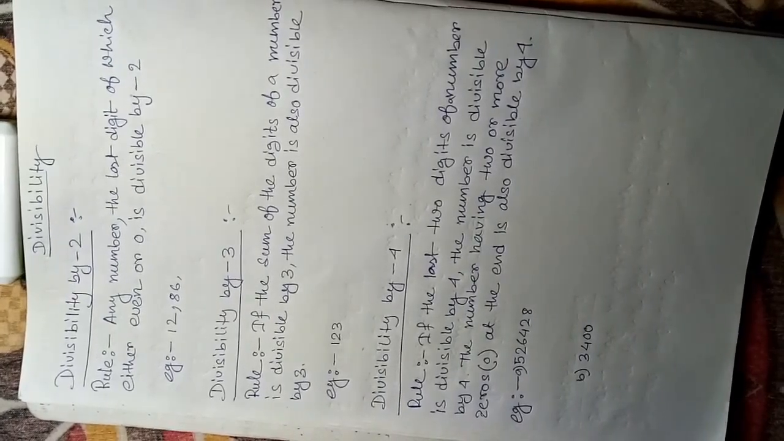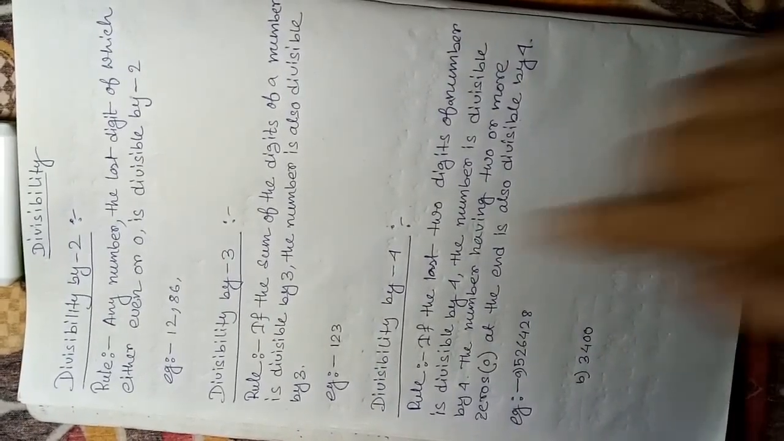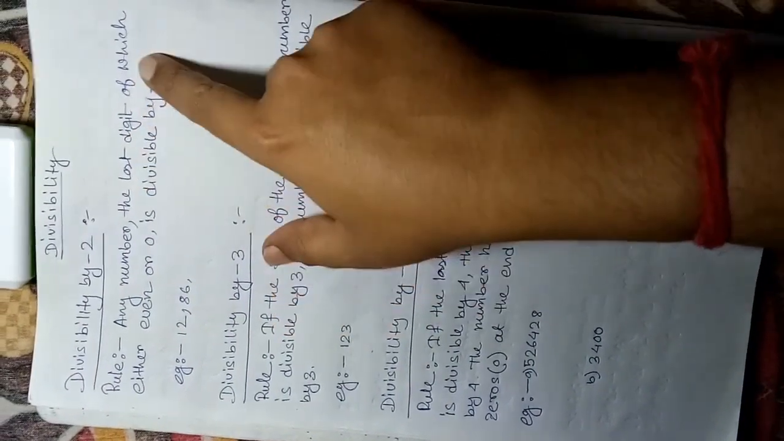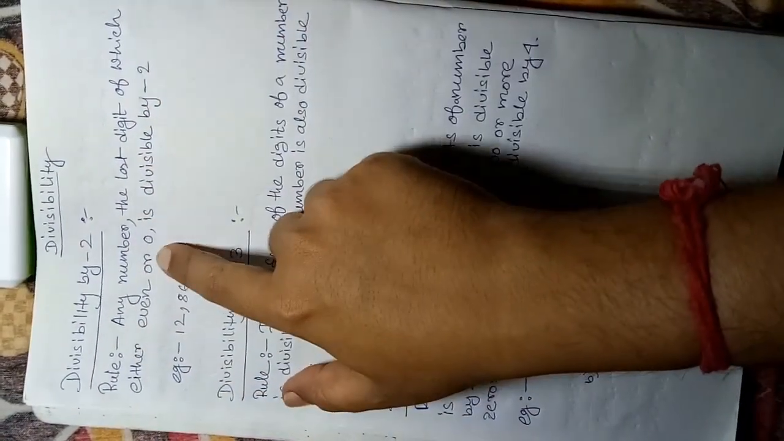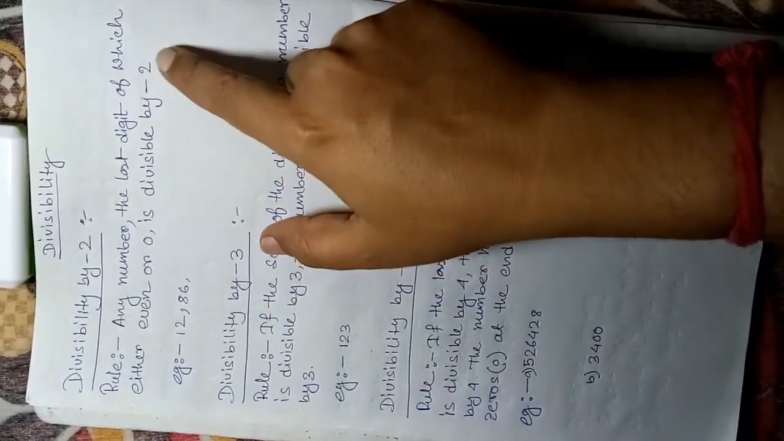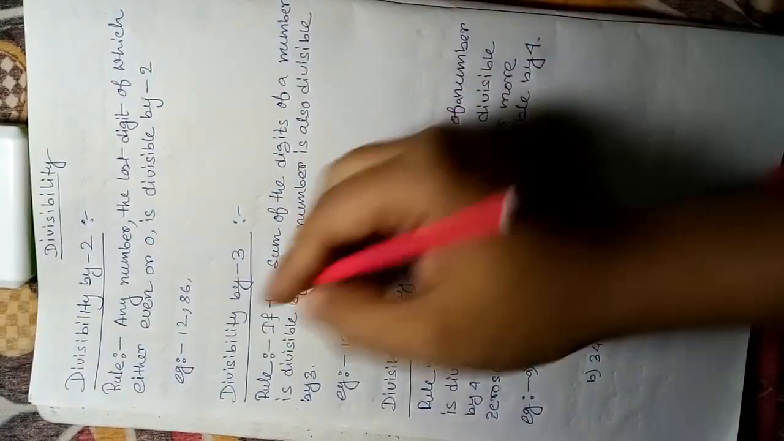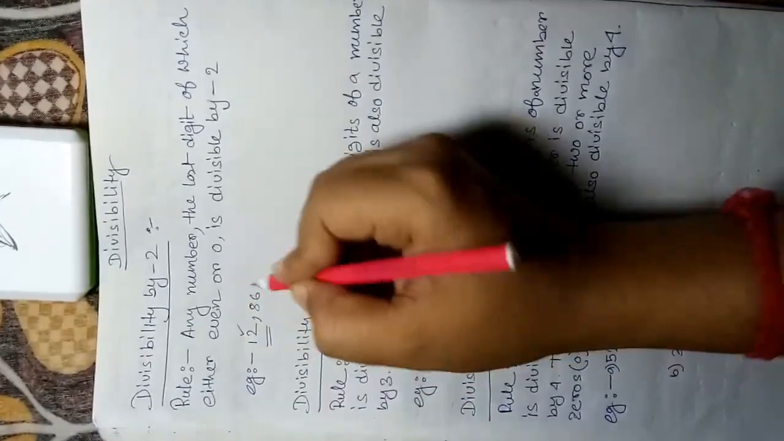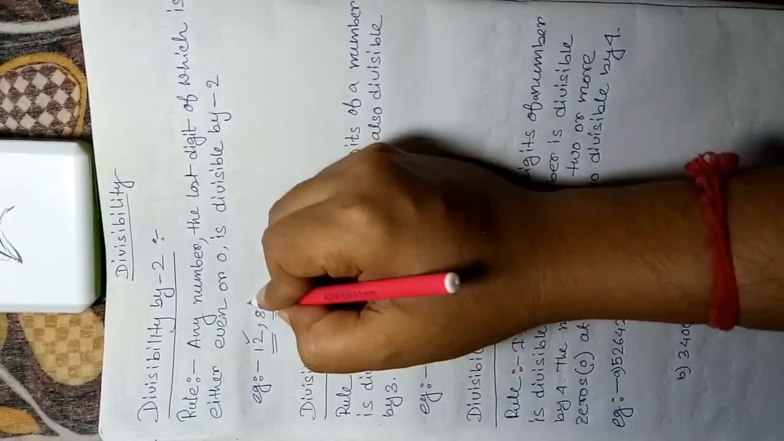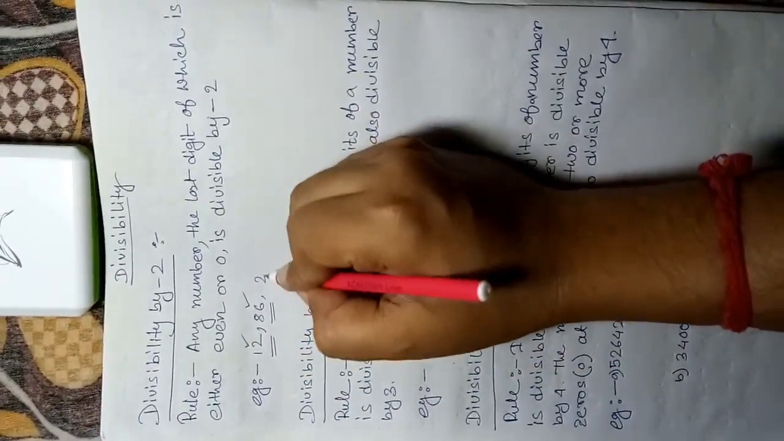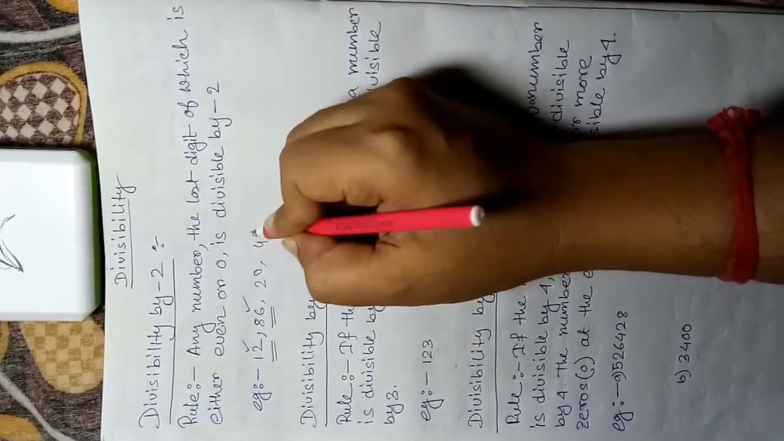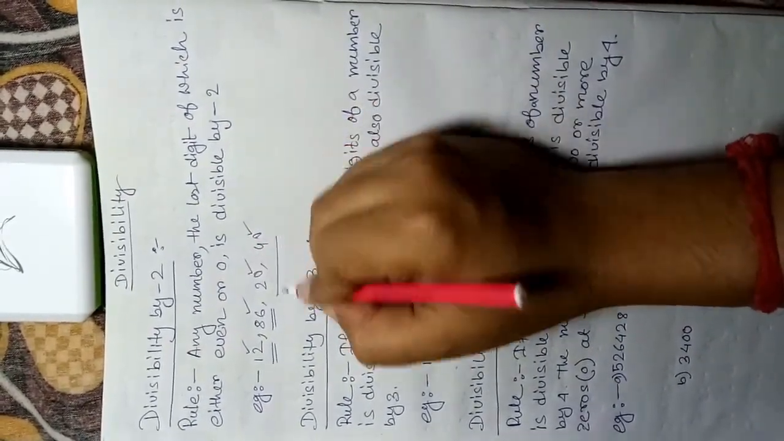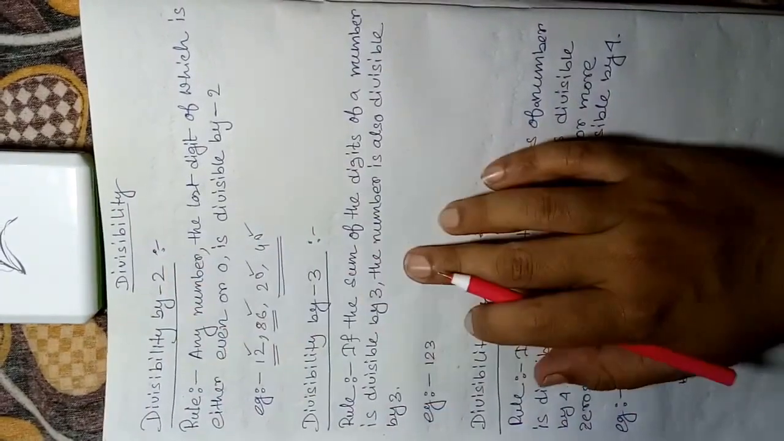The rule for 2 is any number the last digit of which is either even or 0 is divisible by 2. This is so simple. You can see 12, the last digit is even number 2. 86, the last digit is even number 6. Also 20, 40, the last digit is 0. So all these numbers are divisible by 2.